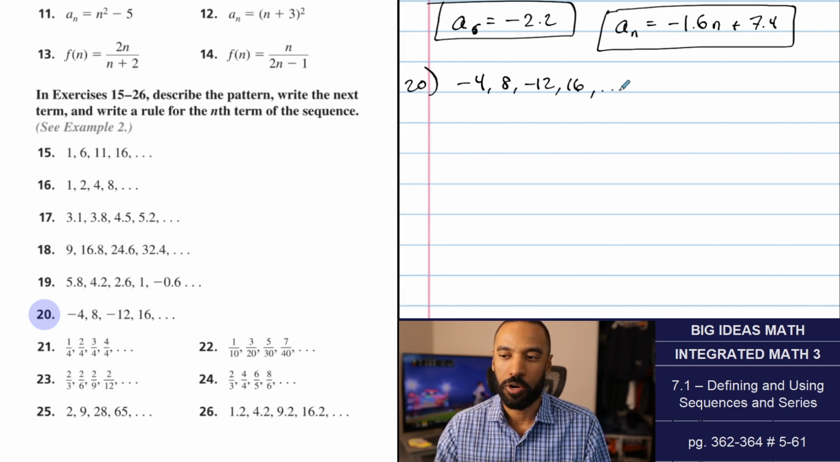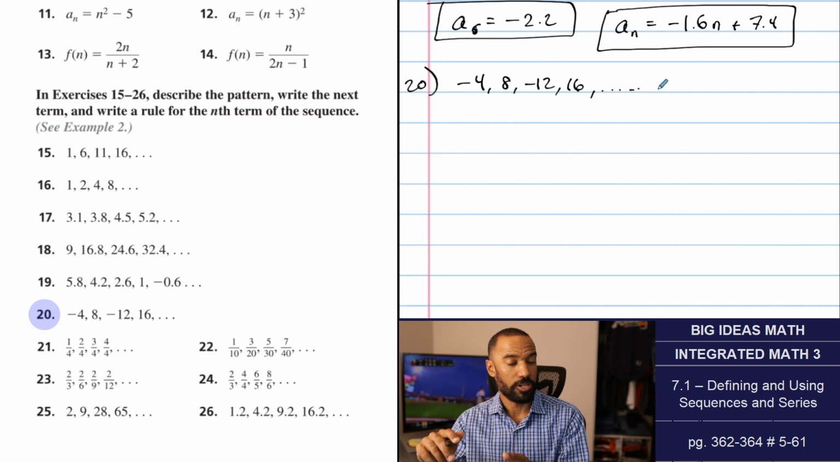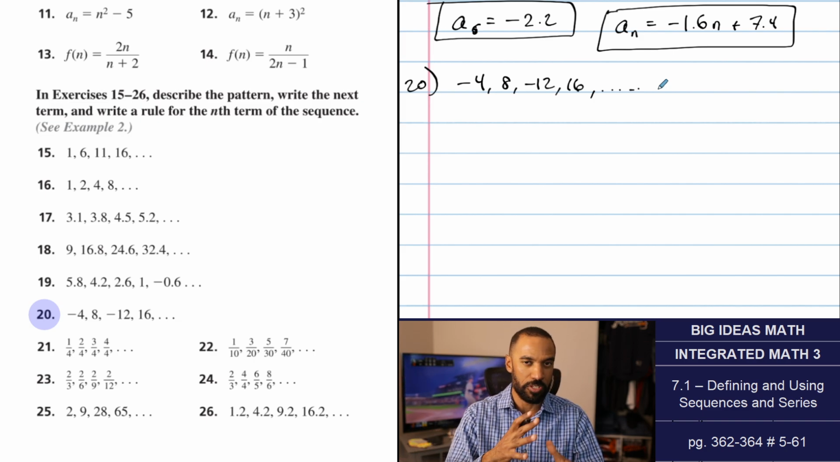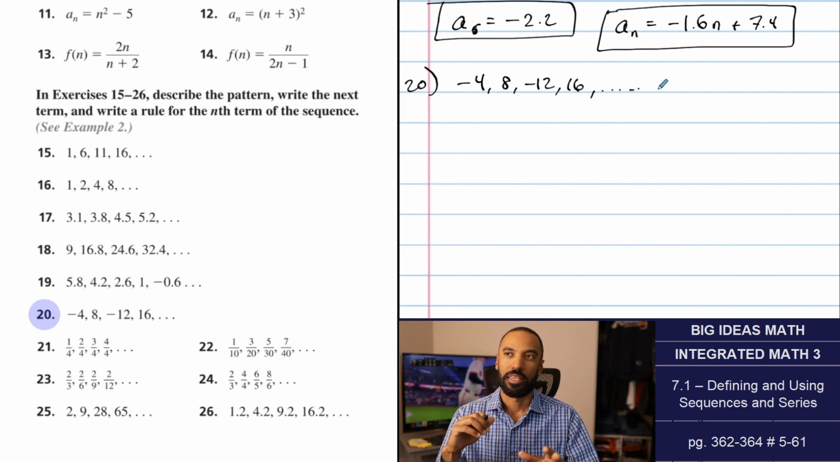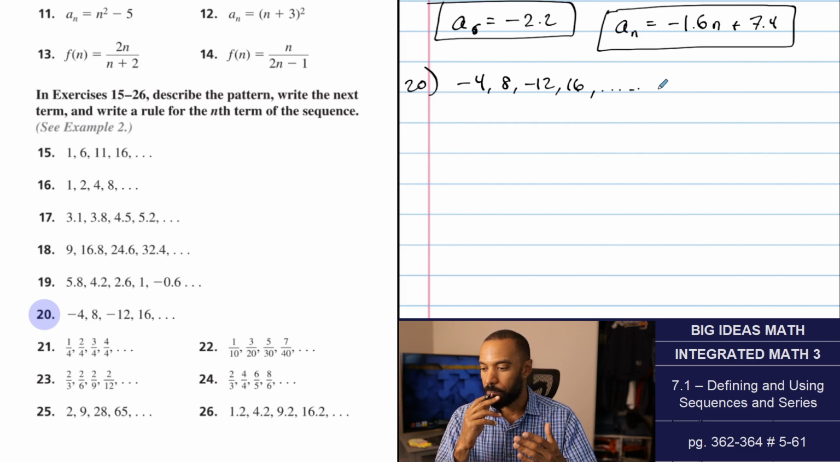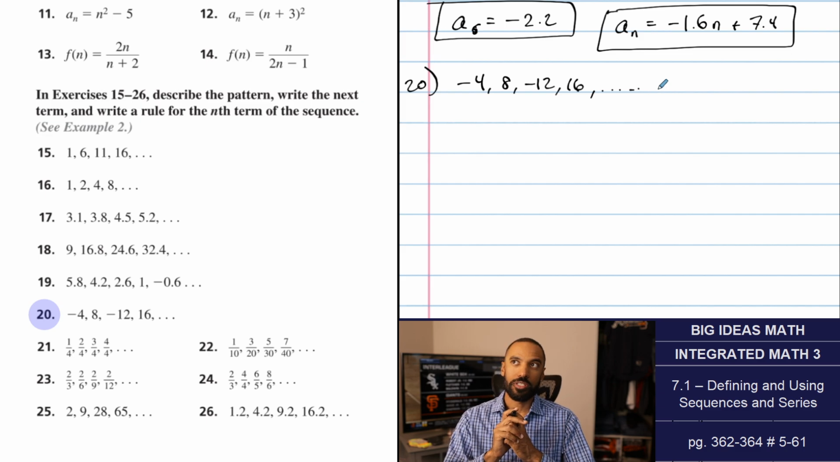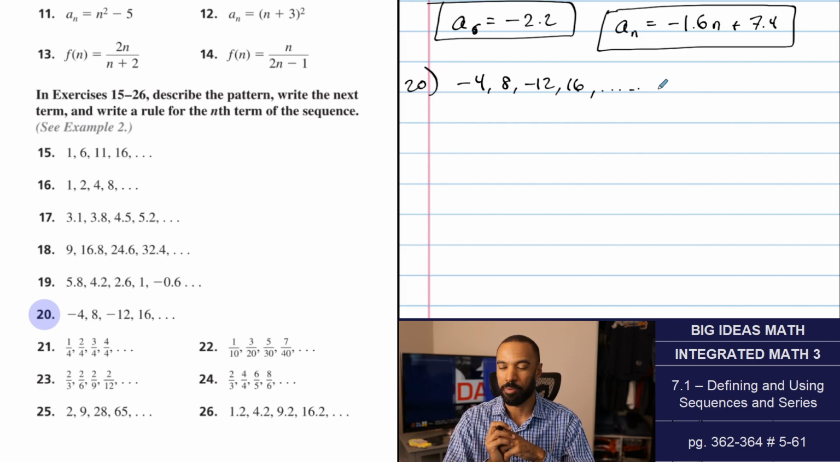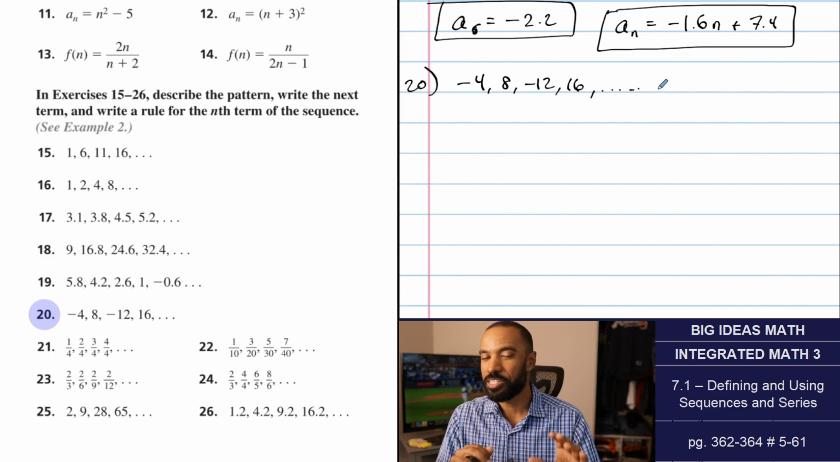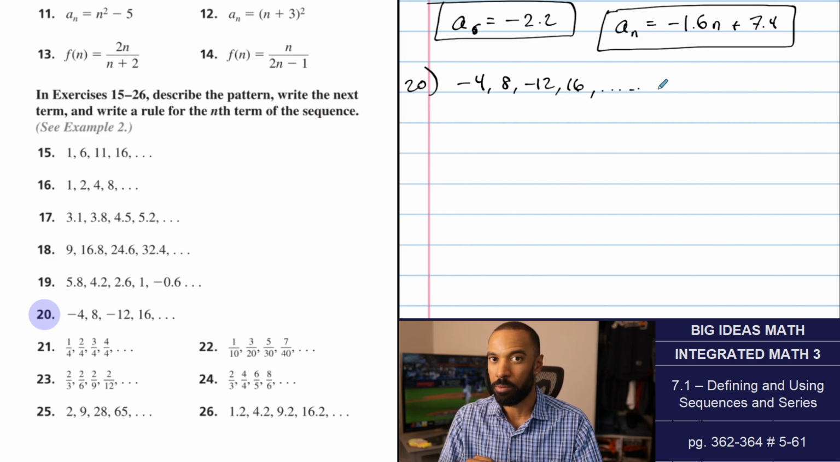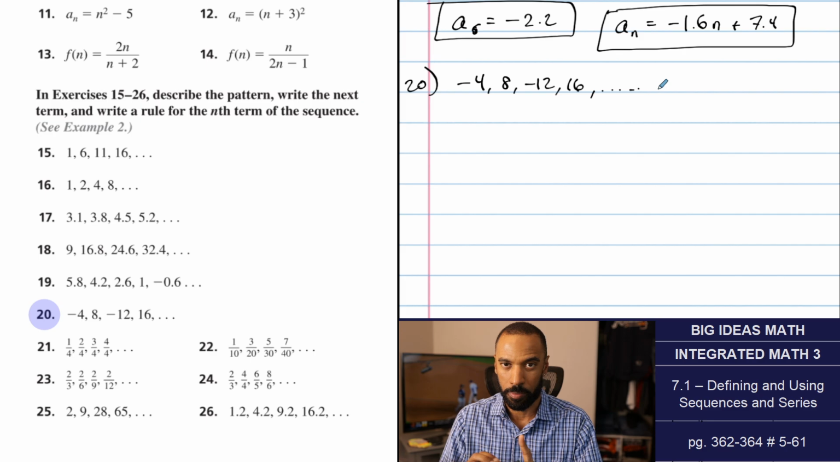Okay, the reason I thought it would be geometric is because the signs alternate, which means you multiply by a negative to get from one to the next. So that was my first thought. But it's not. I know what I want to write as an answer, but I have to explain it. I just don't know what type it is. This has an arithmetic nature to it, more so than geometric. That's what I'm going to begin by saying.